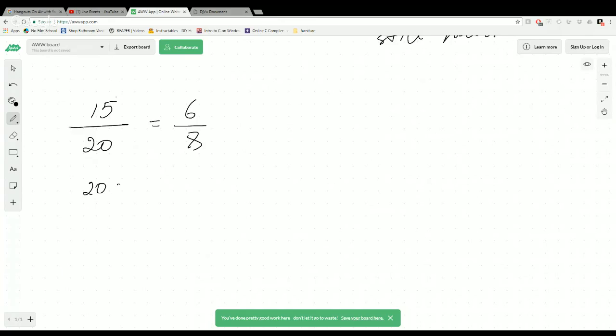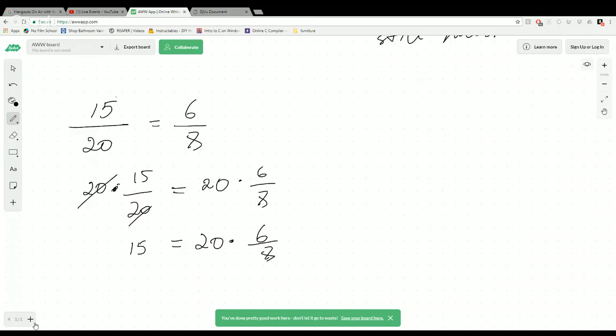So 20 times 15 over 20 equals 20 times 6 over 8. Now, why did I do this? Well, because I have a product here, and we know that means I can cancel these two. So what is the left side of the equation now? It's 15. I have 15 left. 15 equals 20 times 6 over 8.